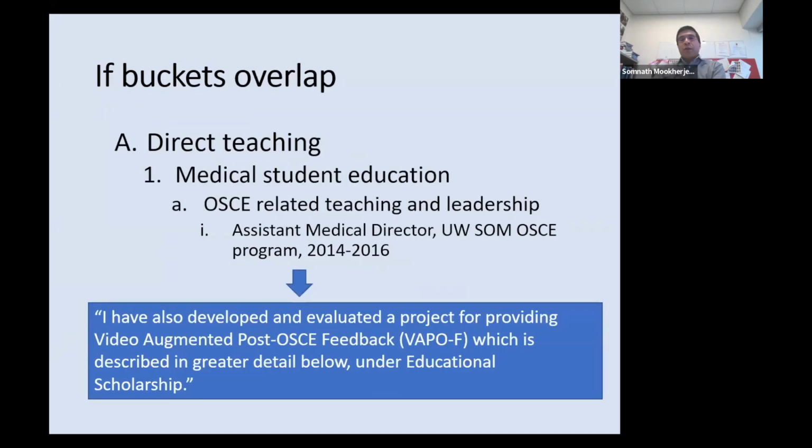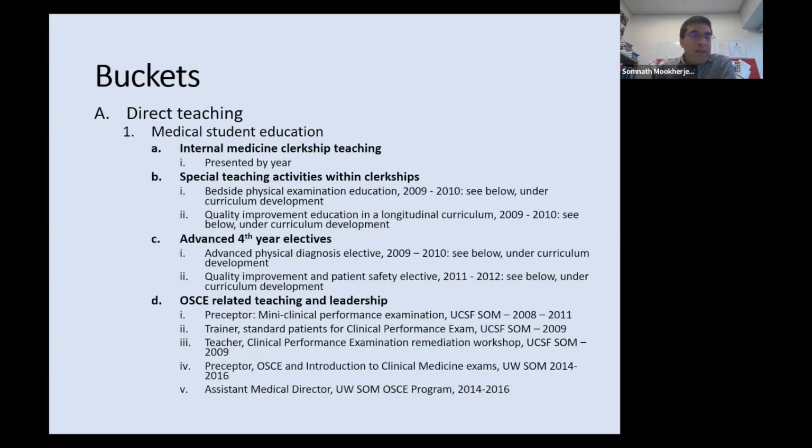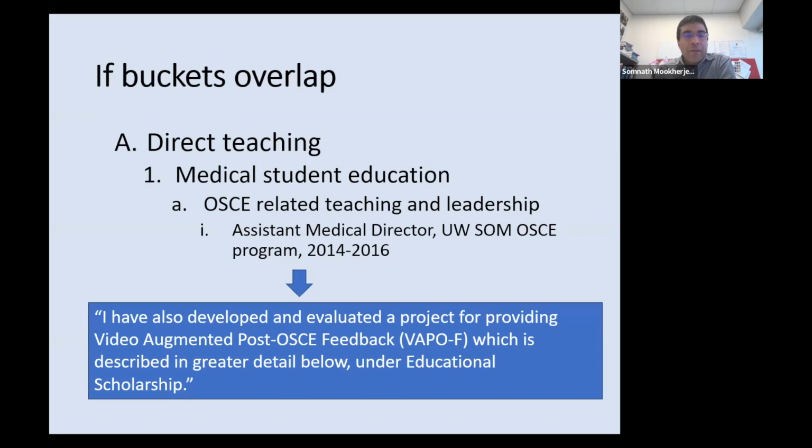Sometimes buckets will overlap. Like what if you did a project around something that had to do with OSCE teaching, like for example, I did. So you just say that. You don't duplicate everything in each section of your teaching portfolio, but you can refer to a different section. So under direct teaching, medical student education, OSCE related teaching and leadership, I had that position for a couple of years, and I said, I did this project, please see below under educational scholarship.